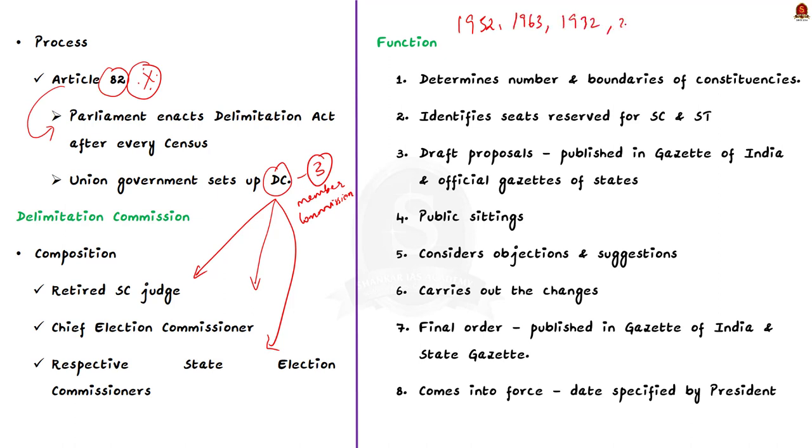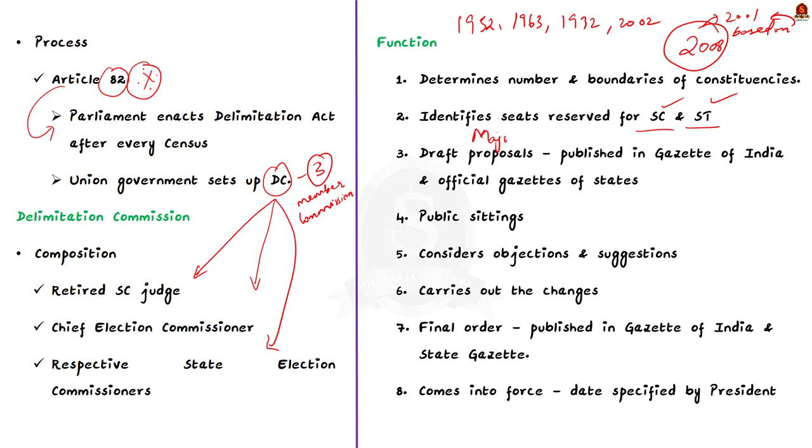The last delimitation exercise was finished in the year 2008 when the 2001 census was taken as the basis for readjusting the boundaries of the existing Lok Sabha and Assembly constituencies. The Delimitation Commission is also tasked with additional duties like identifying seats reserved for scheduled castes and scheduled tribes. All this is done on the basis of the latest census, and in case of difference of opinion among members of the commission, the opinion of the majority prevails.